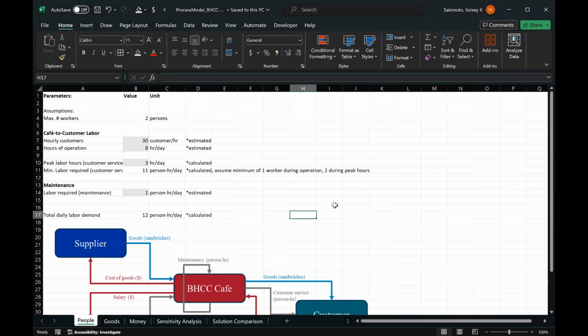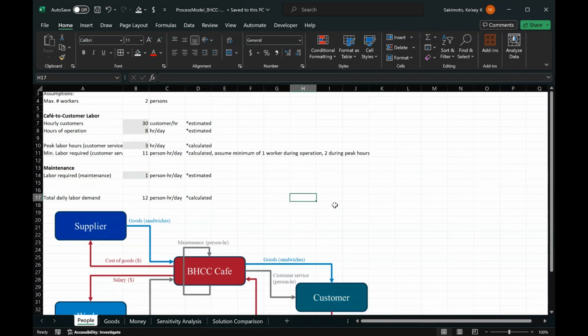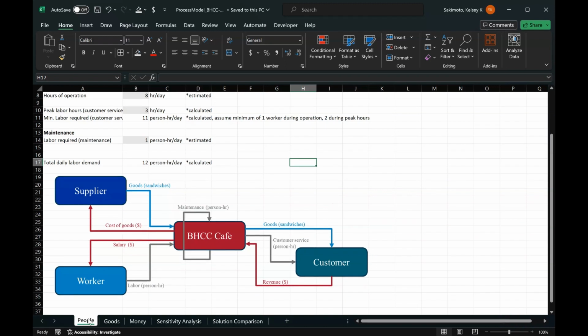So here we are in an Excel workbook, one that is posted on Moodle and that you have access to. Look through the specifics. But this particular process model tries to calculate the flow of these three main categories for this Bunker Hill Cafe. Each sheet tracks something different: people or labor, the flow of goods, the flow of money, and the remaining two tabs are a little bit of analysis that we'll talk about in a second.